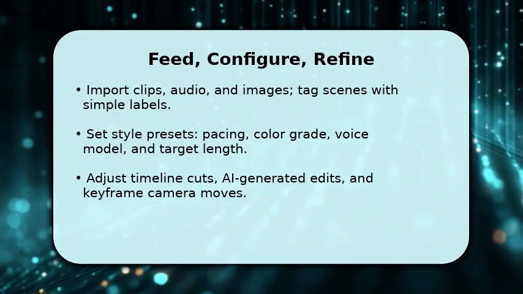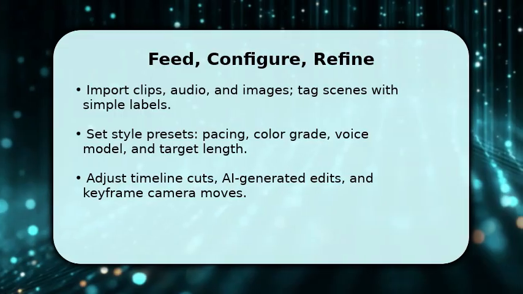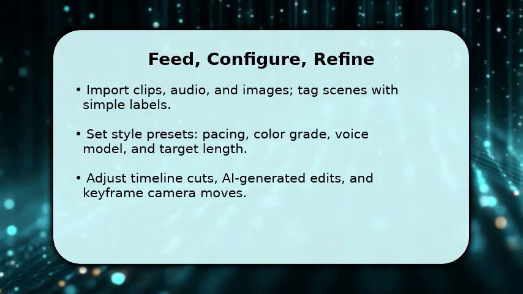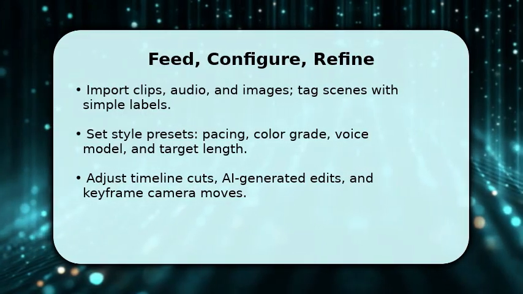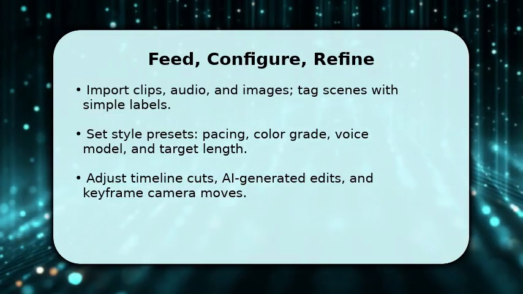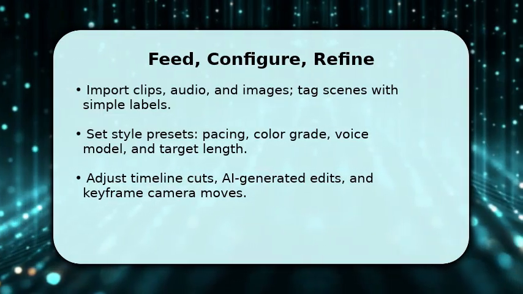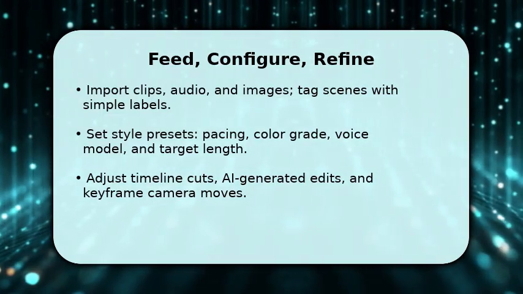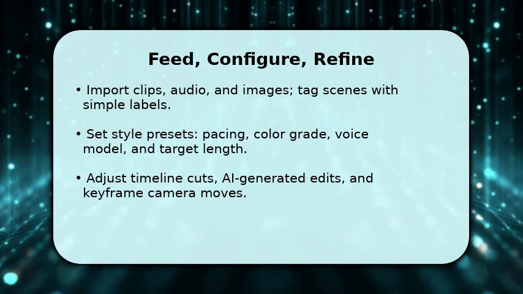automated choices. After the AI proposes edits, refine the timeline, trim cuts, reposition clips, and tweak AI keyframes for camera moves and transitions. Keep iterating. Small manual adjustments improve coherence far more than default outputs alone.